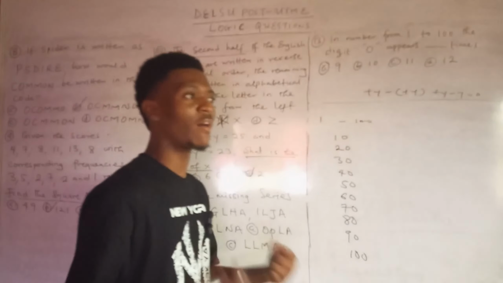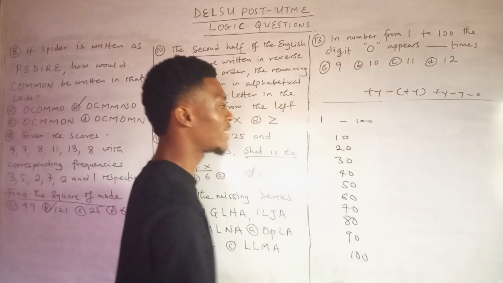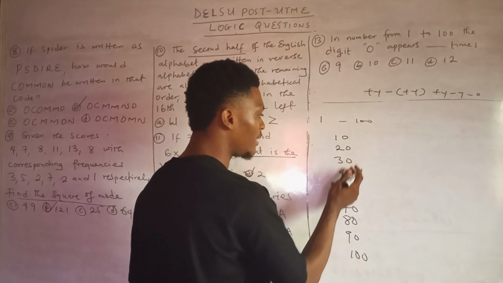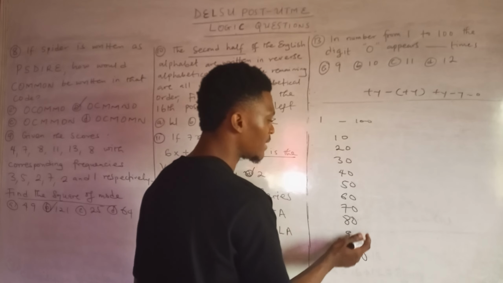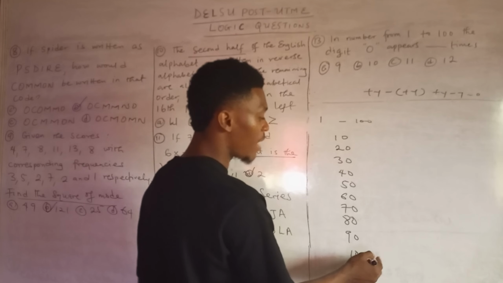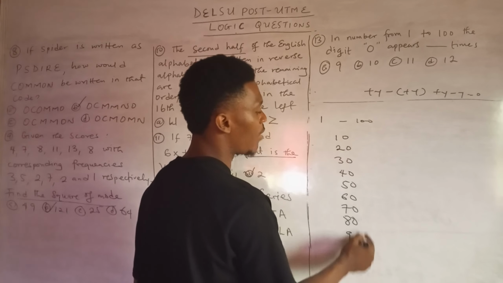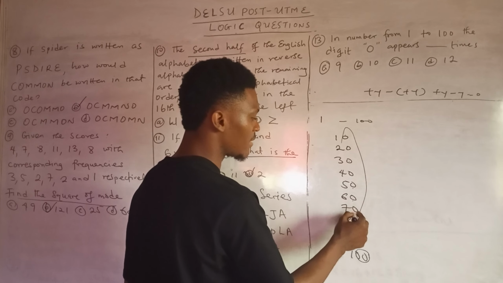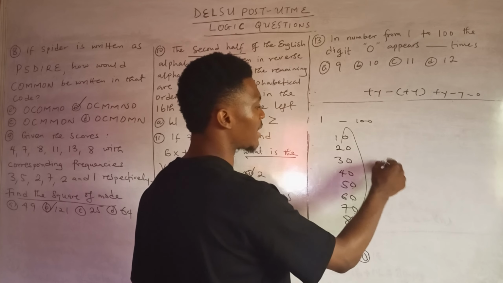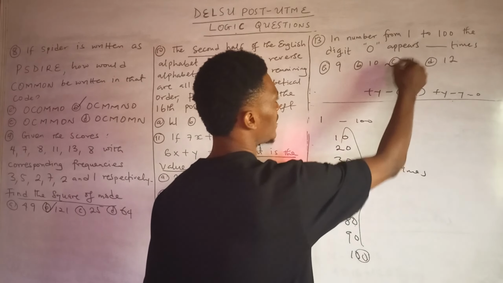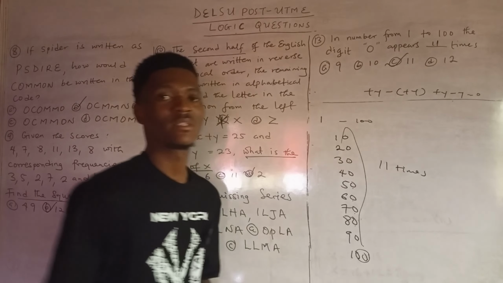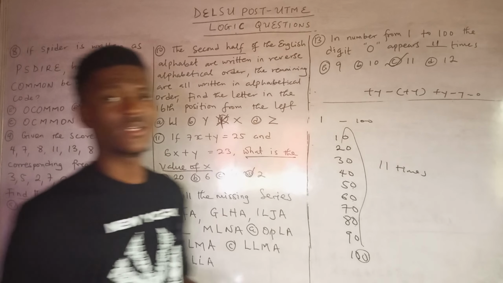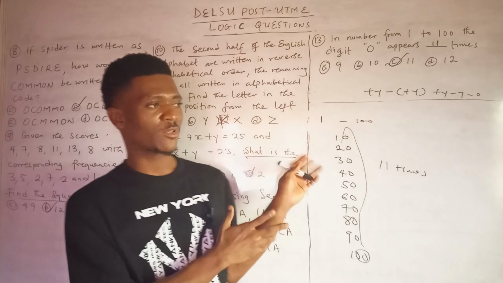So we are only interested in the number of times that 0 appears. So let's count the number of times. 1, 2, 3, 4, 5, 6, 7, 8, 9, 10, 11. Meaning 0 appeared twice in 100 and once in the others. So let's count. 1, 2, 3, 4, 5, 6, 7, 8, 9, 10, 11. So it means it appeared 11 times. So the answer is option C. So that's how you attempt questions on stuff like this.